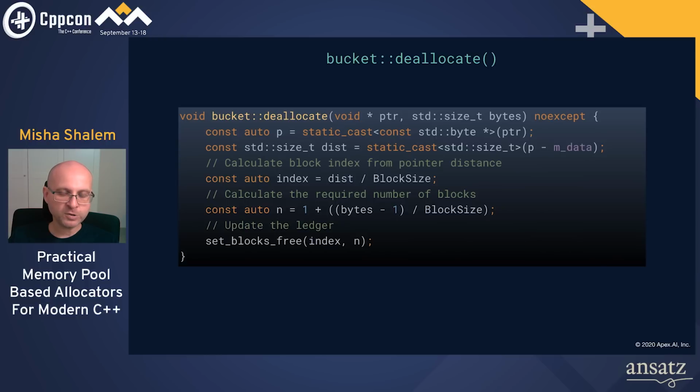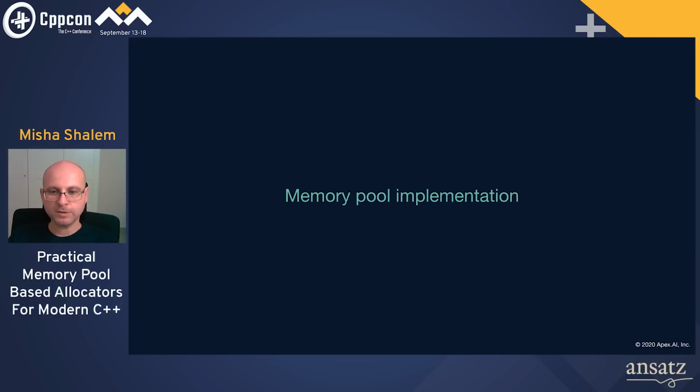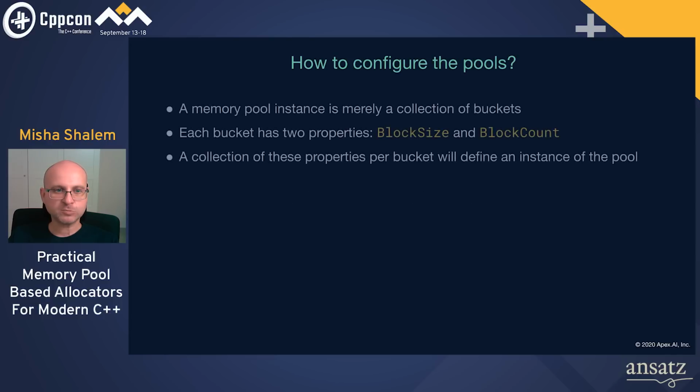Now, deallocate is going to do more or less the opposite thing. It has a pointer and bytes, so it can calculate both the index and the amount of blocks, so it can just put zeros in the ledger, and basically this is the whole thing the deallocate should do, right? So it's rather straightforward.